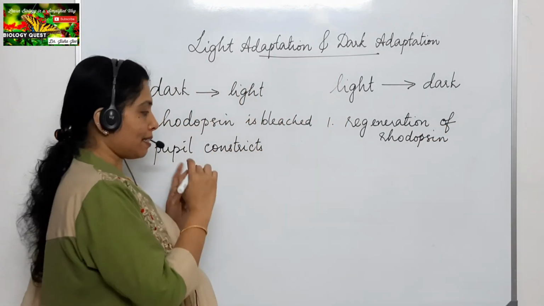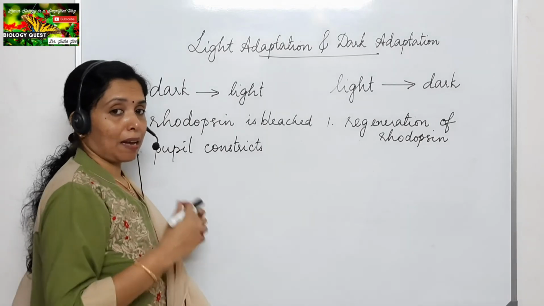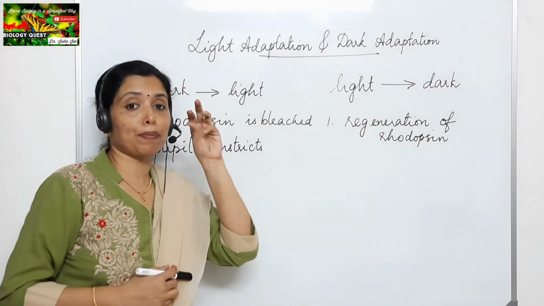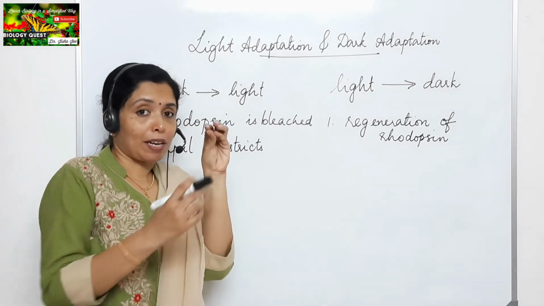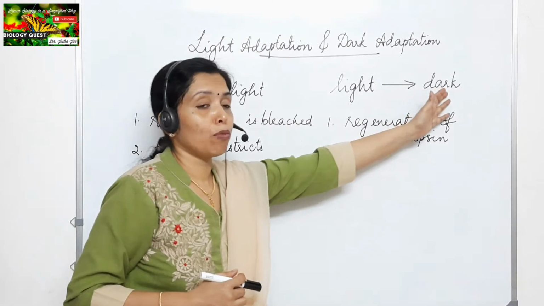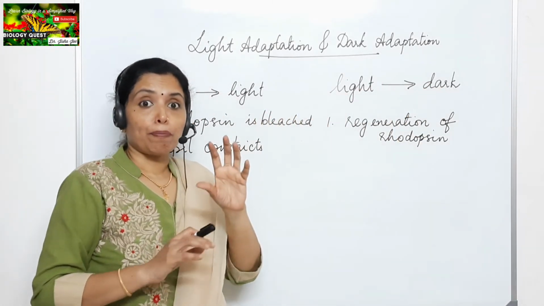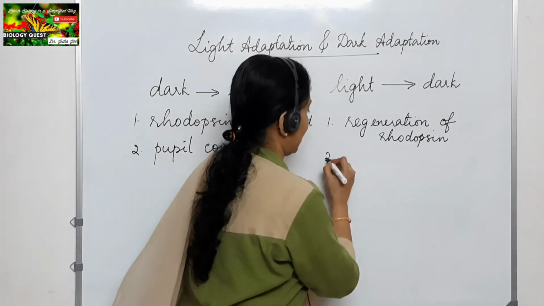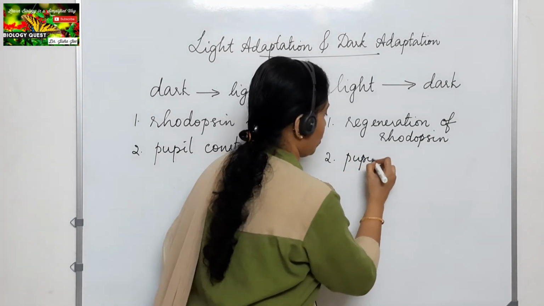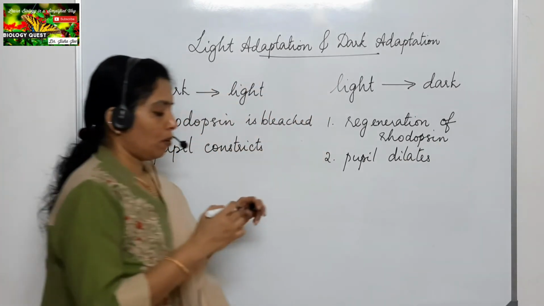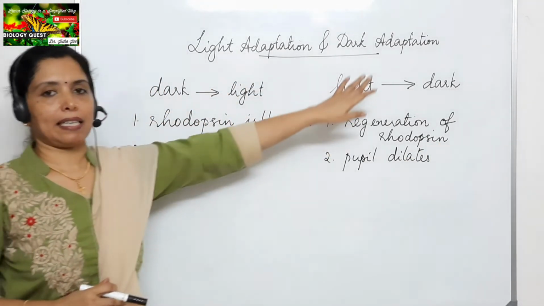Rhodopsin. And the second thing that is happening in our eyes is, when we were in the light, our pupils were constricted so as to prevent more light from entering into our eyes. Now, when we have moved on to the dark room, the pupil has to dilate. The pupil dilates. So this is called dark adaptation.